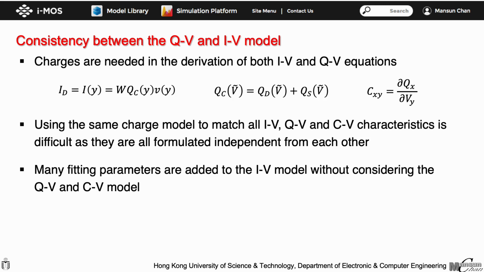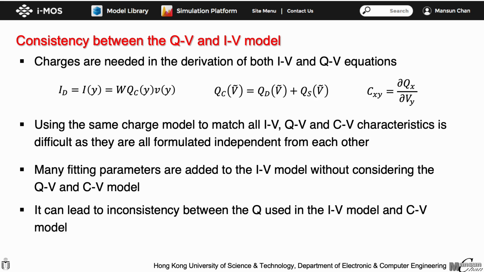For example, many fitting parameters are added to various terms in the IV model to improve its accuracy. These parameters will also have different implications to the charge terms used in the IV equation. But in most cases, these modifications are not incorporated in the QV and CV models. As a result, inconsistent charge equations are used in the IV model, QV model, and CV model. That is, the Qs used in the IV model are different from the Qs used in the QV and CV model in circuit simulation.